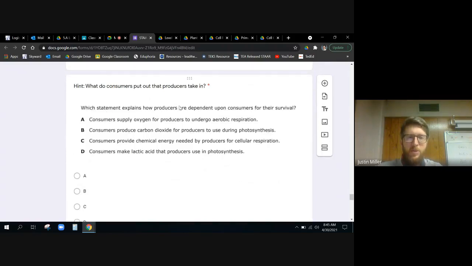Which statement explains how producers are dependent upon consumers for their survival? What are producers? What's a common word to call producers? Plants, right? Okay, producers are plants. They're dependent on consumers. What are consumers? Animals, right? So in other words, what statement explains how plants are dependent on animals for their survival? Correct. So what do animals give plants that plants need? Right. CO2. Remember, we breathe out CO2, carbon dioxide, and plants breathe it in.